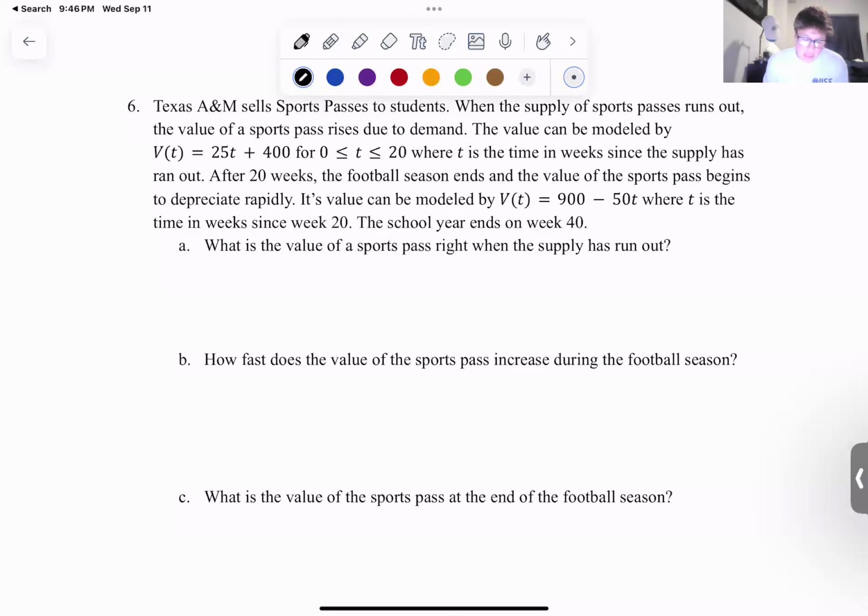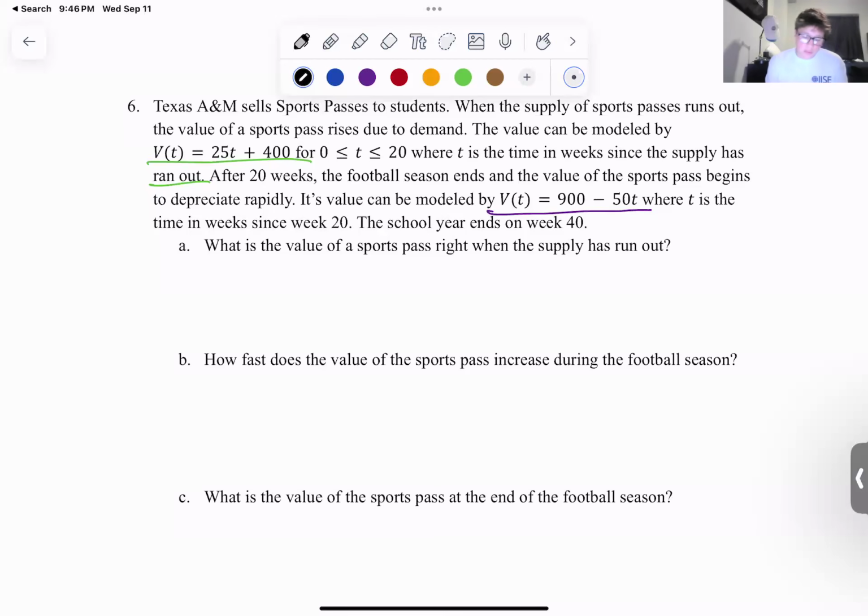Number 6, Texas A&M sells sports passes to students. When the supply of sports passes runs out, the value of a sports pass rises due to demand. The value can be modeled by V of t equals 25t plus 400 for 0 less than t less than or equal to 20, where t is the time in weeks since the supply has run out. After 20 weeks, the football season ends and the value of the sports pass begins to depreciate rapidly. Its value can be modeled by V of t equals 900 minus 50t, where t is the time in weeks since week 20. The school year ends on week 40.